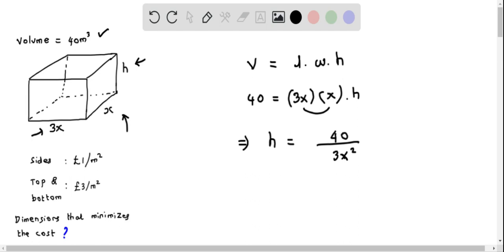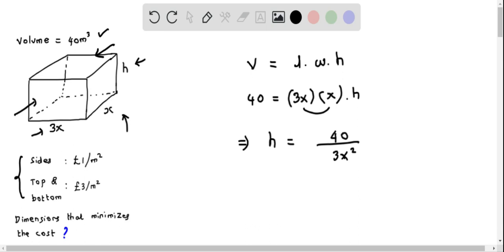So we now write an expression for the cost function in terms of x, and use calculus to determine the value of x such that it minimizes the cost. Since we are given the cost information for the sides and the top and bottom sides separately, we will write down the cost function separately. So first let's calculate for the front and the back sides. So this is front side and this is back side.